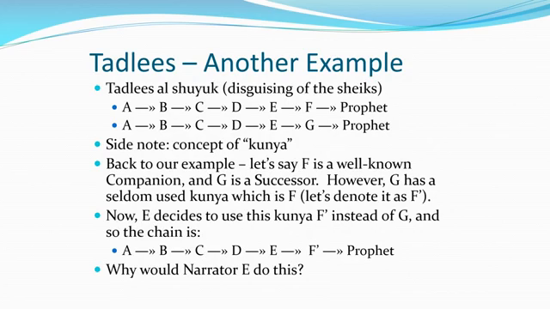So let's say we have two chains, and we're going to focus on narrator E, who narrates hadiths from two narrators. He has two sheikhs. One is F, one is G, and he learns from them. And so you can see the chains of narration, and student E, or narrator E, has learned hadiths from F and from G.